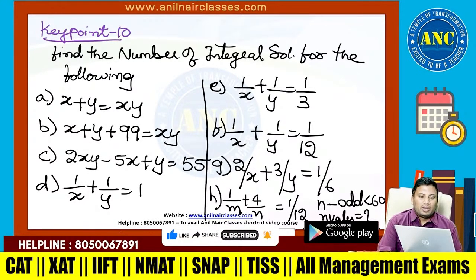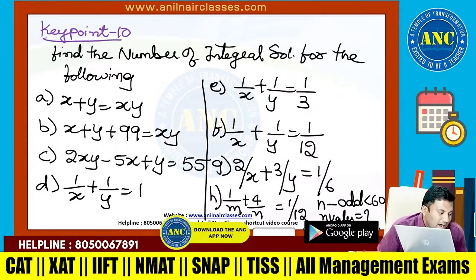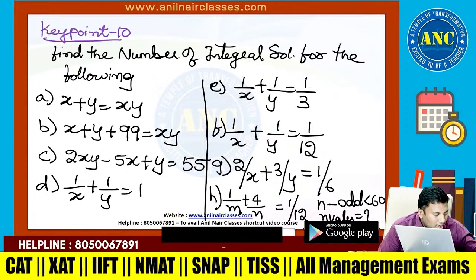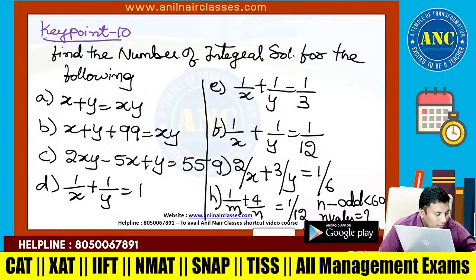X plus y equivalent to xy. Write down these 8 problems. This will take another 30 minutes. X plus y equivalent to xy. X plus y plus 99 equivalent to xy. 2xy minus 5x plus y is 55. 1 by x plus 1 by y is 1. 1 by x plus 1 by y is 1 by 3. 1 by 12. H problems.